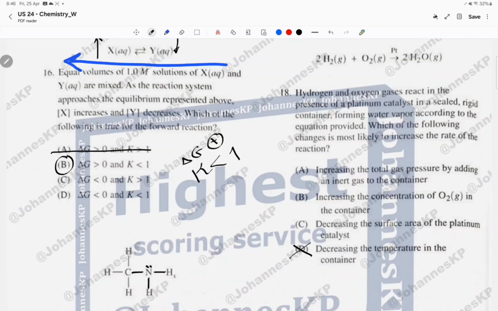If you decrease surface area, that also means less reaction rate. You don't want to do that. And of course, if you increase the amount of the O2 reactant, you're going to have more collisions with the H2. You can have a faster reaction rate. The answer is going to be choice B.